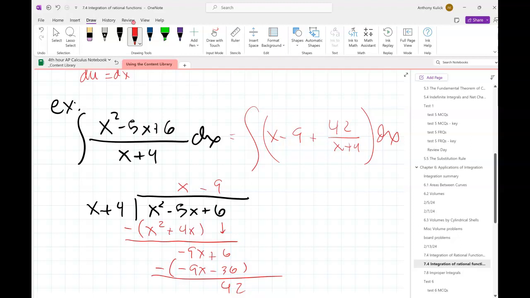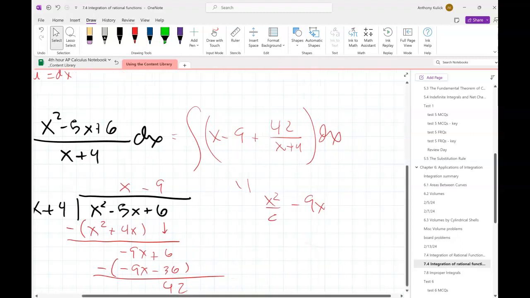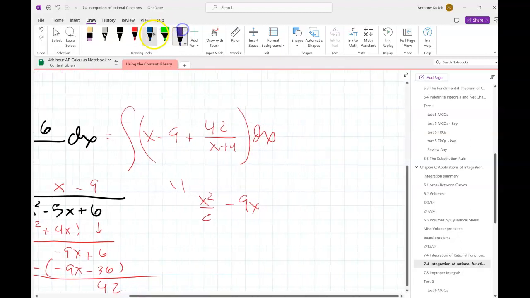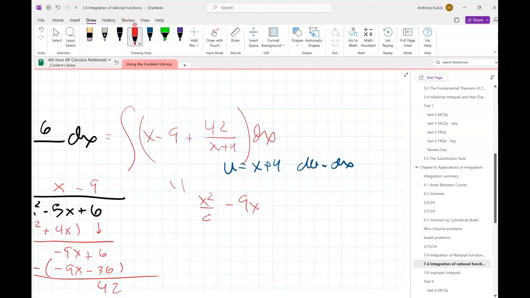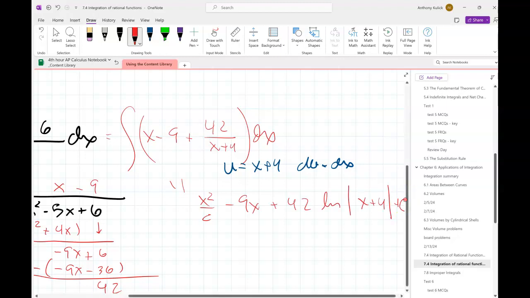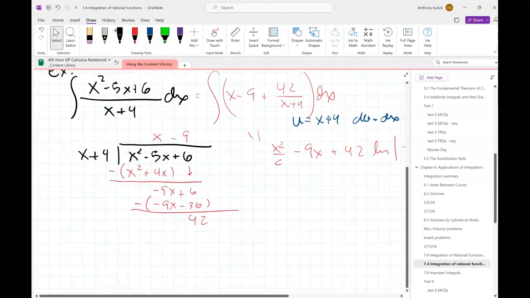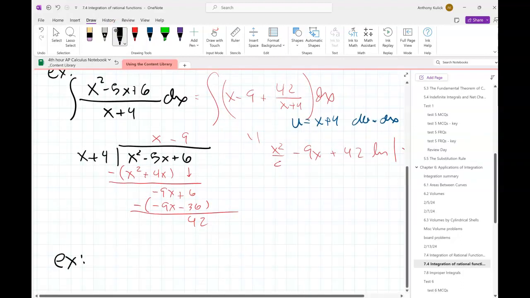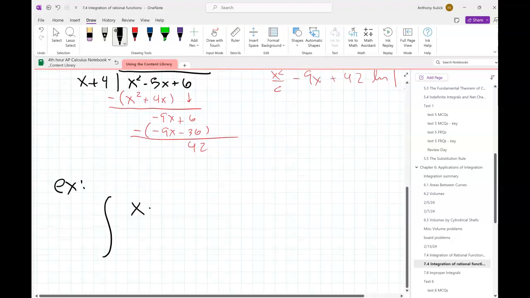Now that's easy, right? I have x squared over 2 minus 9x, and then I can U sub here and I'm done. Pretty nifty, right? What if it's the reverse? What if we have the big one on bottom?